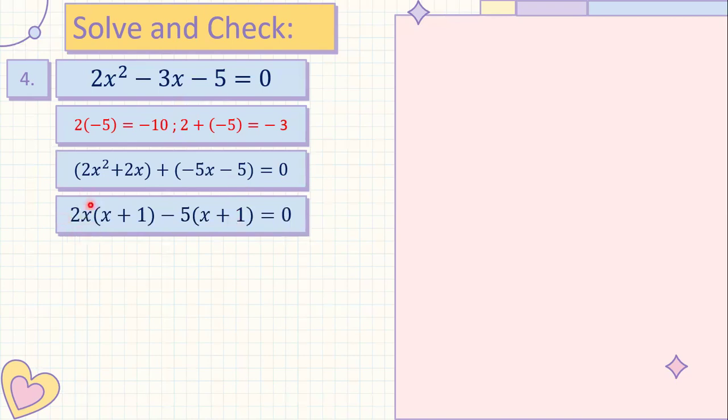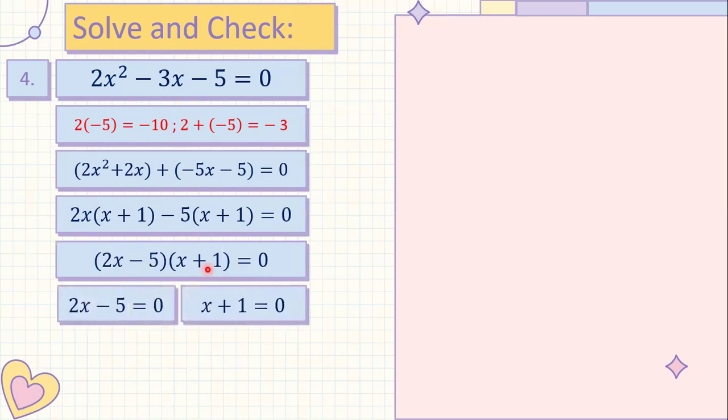So, copy ito mga nasa labas. We have 2x and -5. So, that belongs to one quantity. And just copy the x plus 1. So, ito na yung factors natin. Such that we equate that into 0. 2x minus 5 is equal to 0 and x plus 1 is equal to 0. So here, in finding the x, we need to transpose -5 to the other side.